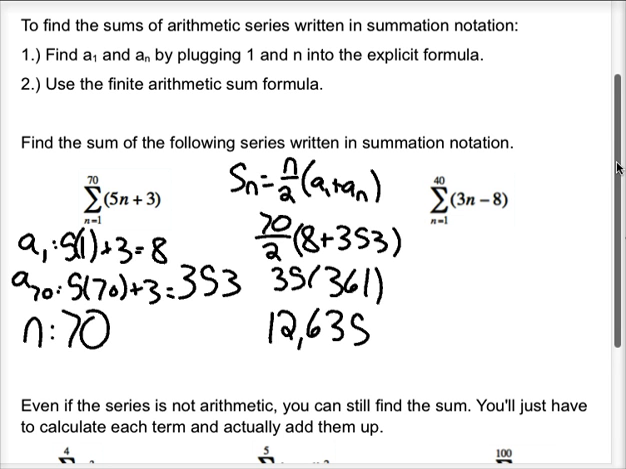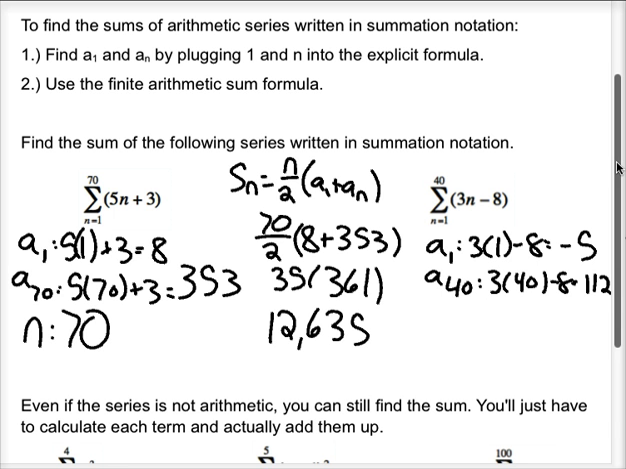So let's pick out that same information. We need the first term. Again, you get that just by plugging in 1. So our first term is going to be -5. Our last term, or the 40th term, 120 minus 8 is going to be 112. And there's 40 terms here. And again, that's all you have to do to get the information that you need to plug into our formula.